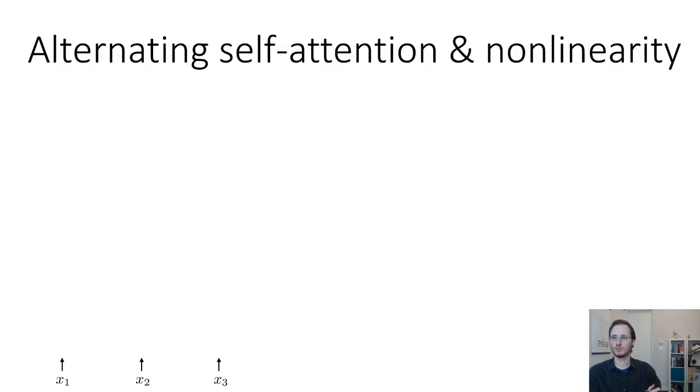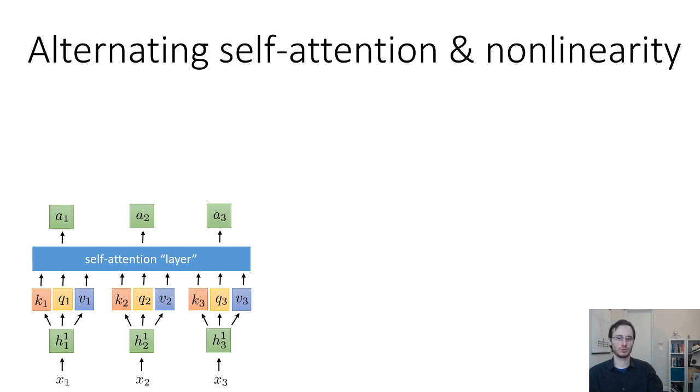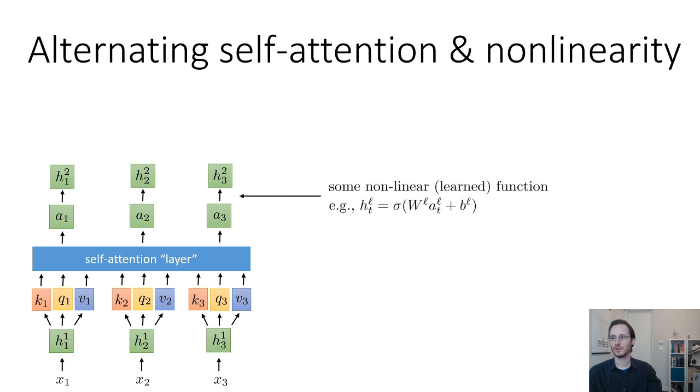One very simple way to do it is to simply alternate self-attention with some kind of nonlinear layer. So we're going to use self-attention to compute A1, A2, and A3, so AT for every time step T. And then we'll apply some nonlinear operation independently at every time step to get the next layer hidden states. So we start off with the hidden states HT1 at layer 1, we get attention at layer 1, and then we'll compute the hidden state for layer 2, HT2. This could be some learned nonlinear function, for example a linear layer followed by a nonlinearity, applied independently at every time step. It's the same function at every time step, but applied independently.